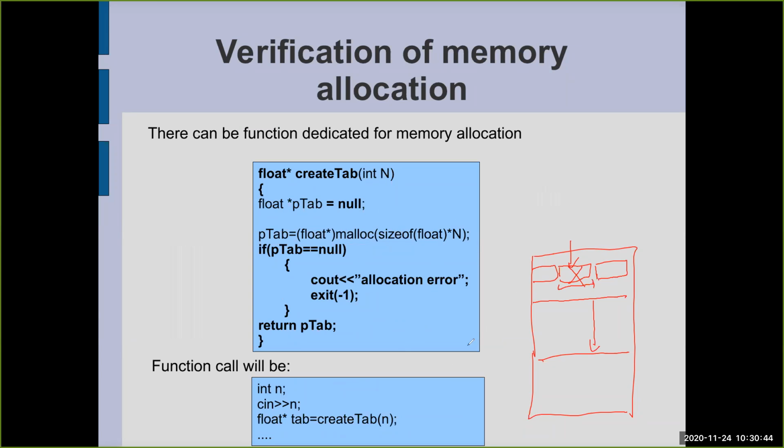Here you have an example of how we can write a function called create tab, which aims to allocate an n-element array, and before the address is returned, it checks whether the process succeeded. If not, it terminates the program.